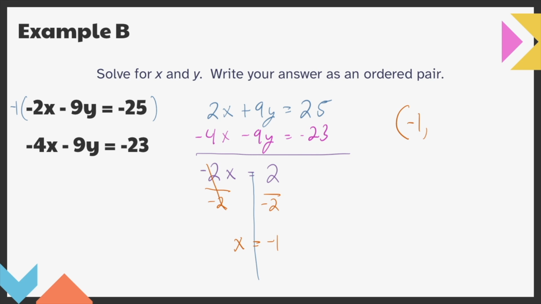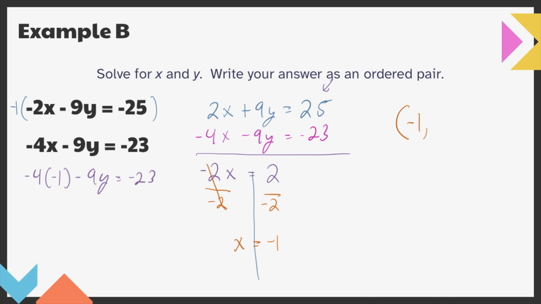So now again, I can substitute that in, and I can substitute it into either of my equations, but it has to be the original equation. I cannot plug it into this equation here that I invented. So I'll plug it into the bottom one this time. So we've got negative 4 times negative 1 minus 9y is going to be equal to negative 23.